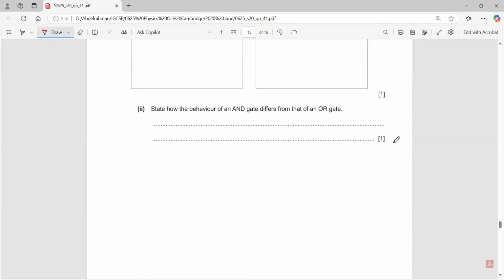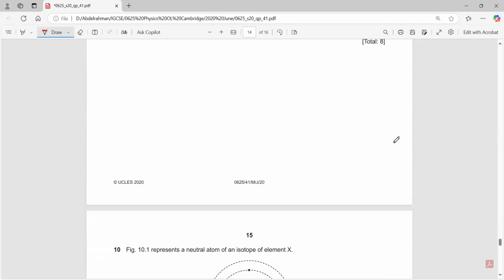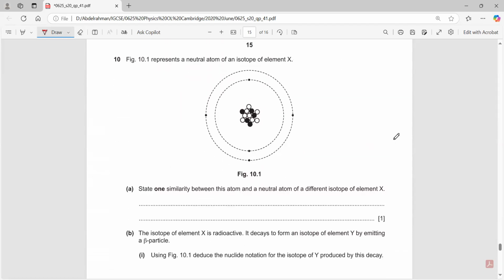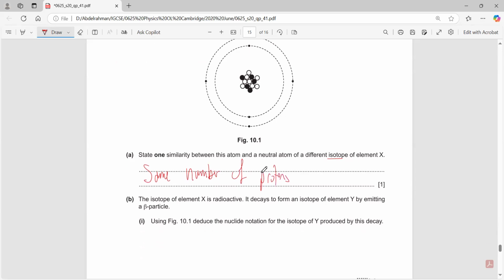Part B and C are cancelled. Question 10. State one similarity between this atom and a neutral atom of a different isotope of element X. So this is element X. One similarity is that the isotopes have the same number of protons.